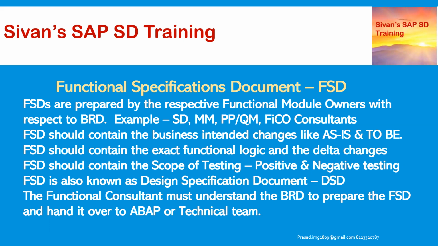So we have to demand it. If they explain to us orally, we don't accept it; we will ask them to put it in black and white. Then only we will be able to prepare it. This is the same for SD, PP, QM, and FICO modules. FSD should contain the business intended changes like as is and to be. FSD should contain the exact functional logic and the delta changes.